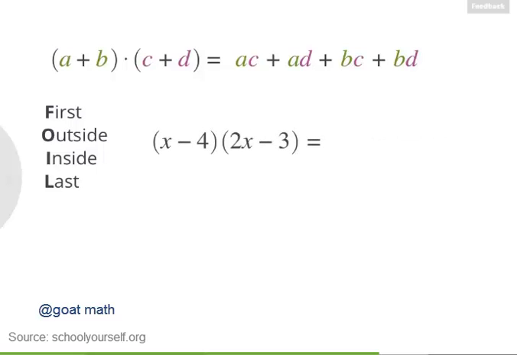Let's try another example. X minus 4 times 2x minus 3. And notice that this time we have minus signs. Now x minus 4 is the same thing as x plus negative 4. So the second term in this binomial is really negative 4. And the second term in this binomial is negative 3. So keeping these negatives in mind, try using FOIL to expand this expression. Be sure to combine any like terms you get, and feel free to ask for a hint if you need one.